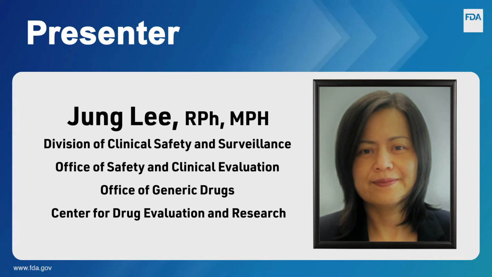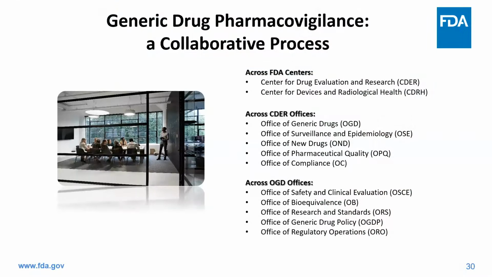In my section of the presentation, titled BA/BE Study Safety Reporting for Generic Drugs, I'll be providing a brief overview of generic drug pharmacovigilance and covering the bioavailability (BA) and bioequivalence (BE) study safety reporting requirements, with a focus on the electronic safety reporting from BA/BE studies. The key characteristic of generic drug pharmacovigilance is that it is a collaborative process.